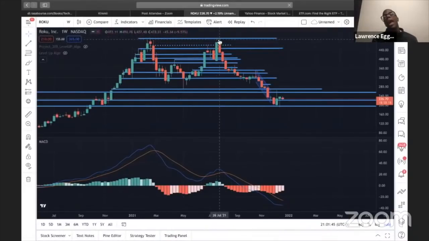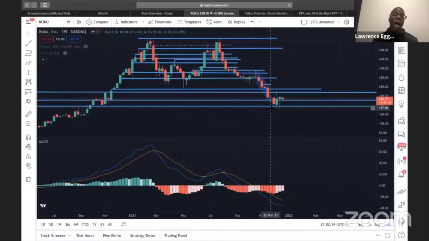Roku, when it had this double top, it was at 488. Now it's at 226. So this is the technical reason, outside of just the fundamental reasons and the news that comes out, that can really help you see from a mile away what's actually happening on these charts. You see, a lot of times the news and the technicals correlate together. So anything that happens from a technical standpoint, a lot of times you see it correlate with the news standpoint.